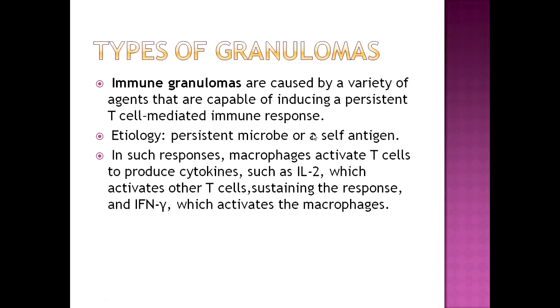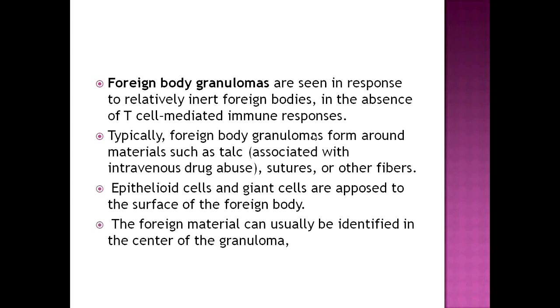There are two types of granuloma. The first one is immune granuloma. They are caused by a variety of agents that are capable of inducing a persistent T-cell mediated response. Etiology: persistent microbes or self-antigen. In such responses, macrophages activate T-cells to produce cytokines such as interleukin-2, which activates other T-cells sustaining the response, and interferon gamma, which activates macrophages.